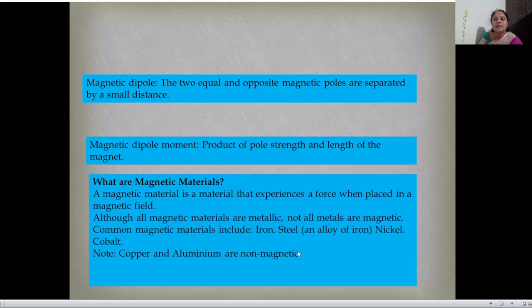What are magnetic materials? A magnetic material is a material that experiences a force when placed in a magnetic field. Although all magnetic materials are metallic, not all metals are magnetic. Common magnetic materials include iron, steel, nickel, cobalt. Note here, copper and aluminum are not magnetic.